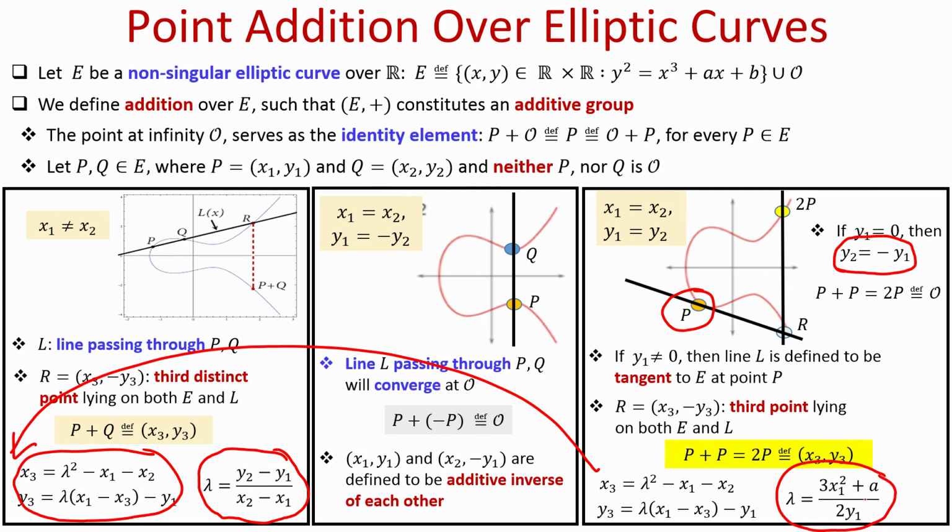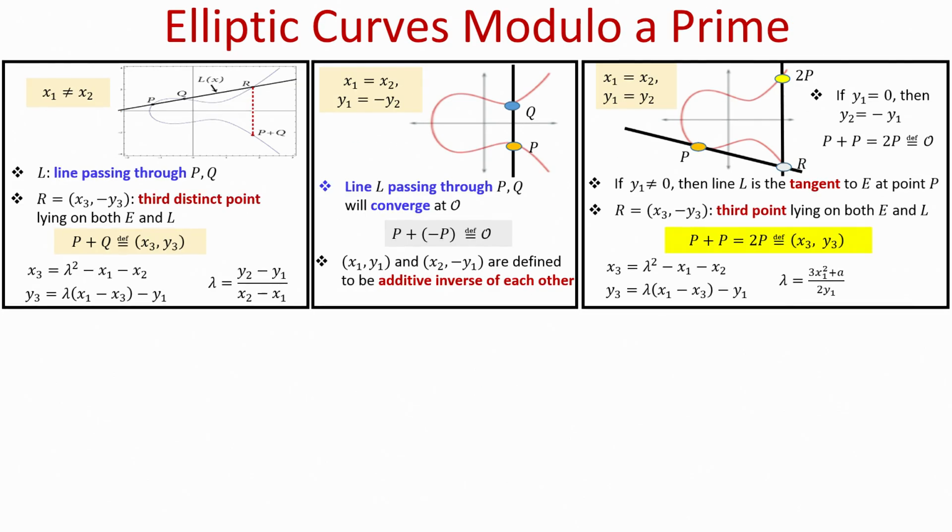And since y1 is not 0, right, we are in the case where y1 is not 0, the denominator 2 times y1 is non-zero, and that is why the slope is well defined. So, that is the way we perform the addition operation for elliptic curves defined over the set of real numbers.